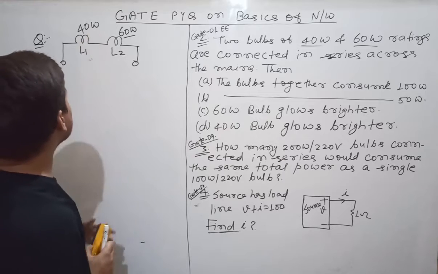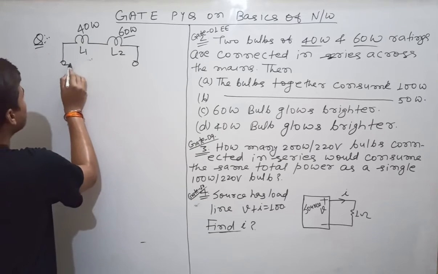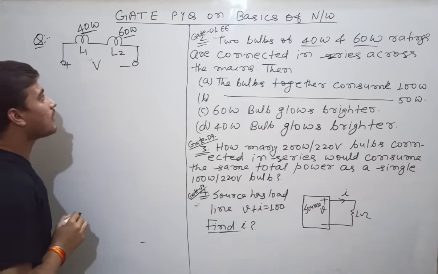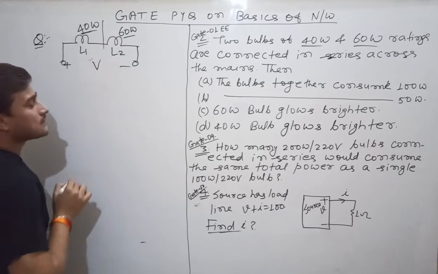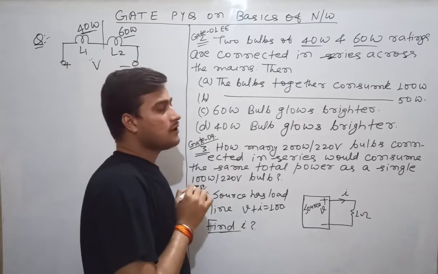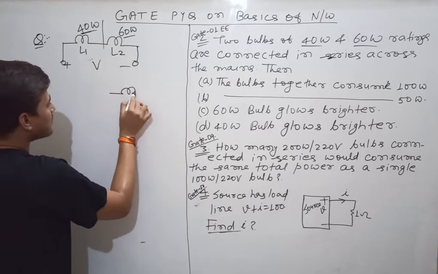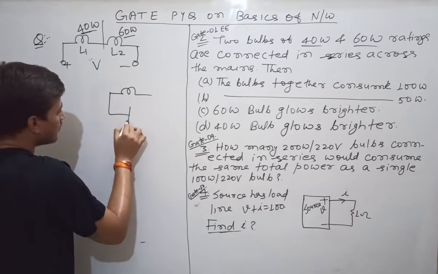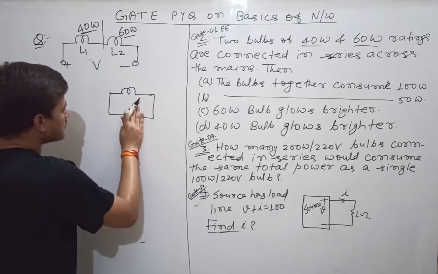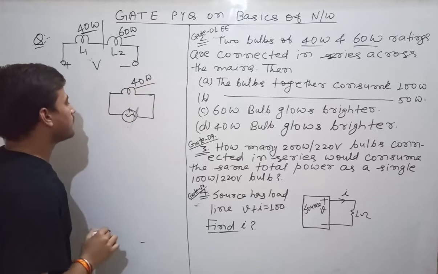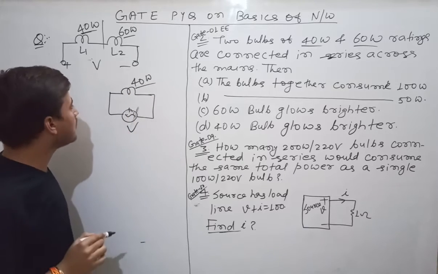Think about this rating. Here it is connected to plus minus V. Next, think about this rating 40 watt. What was the rating of the bulb? 40 watt means what? When the bulb alone was connected across V, at that time its rating was 40 watt.